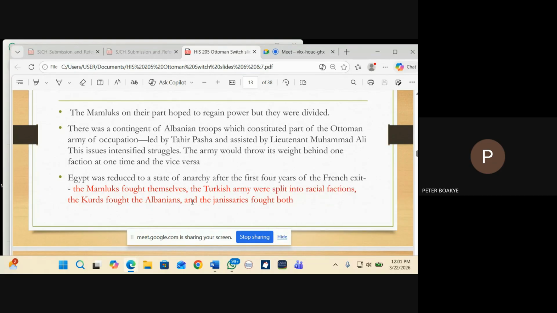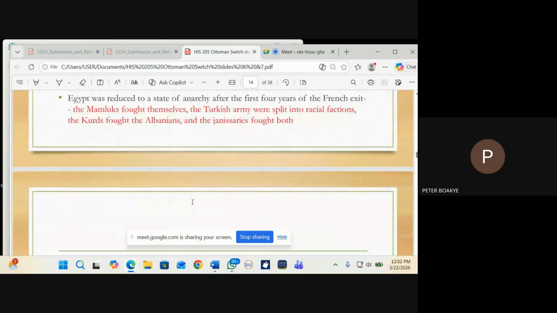So Egypt was reduced to a state of anarchy or instability after the first 4 years of the French exit. Now, when the French exited, there were issues. The Mamluks fought themselves. They were even infighting. The Turkish army were split into racial factions. The Kurds fought the Albanians, and the Janissaries also fought both of them.